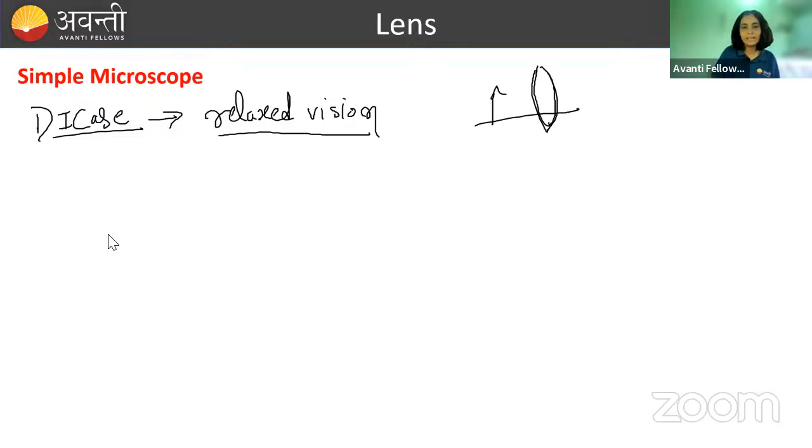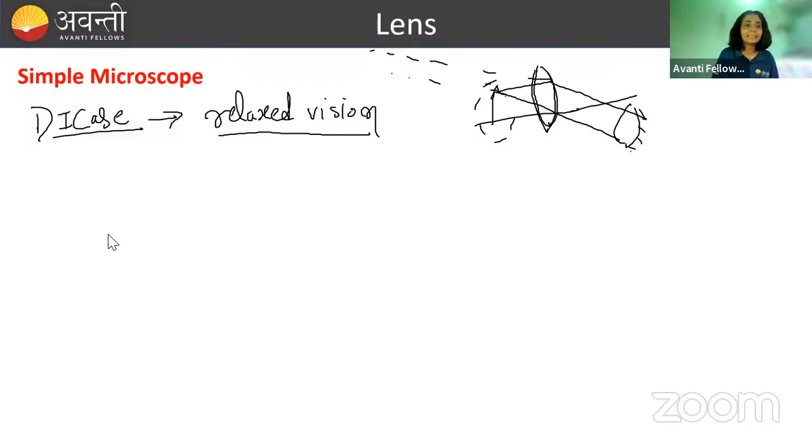So this is the lens, and I'm looking at my object through the lens. So my eye is here, and its image will get formed somewhere at infinity. Done. So the first case is when we are looking through a microscope, and the microscope is forming the image of this object at infinity. So this is relaxed vision. I have explained to you why this is called relaxed vision.